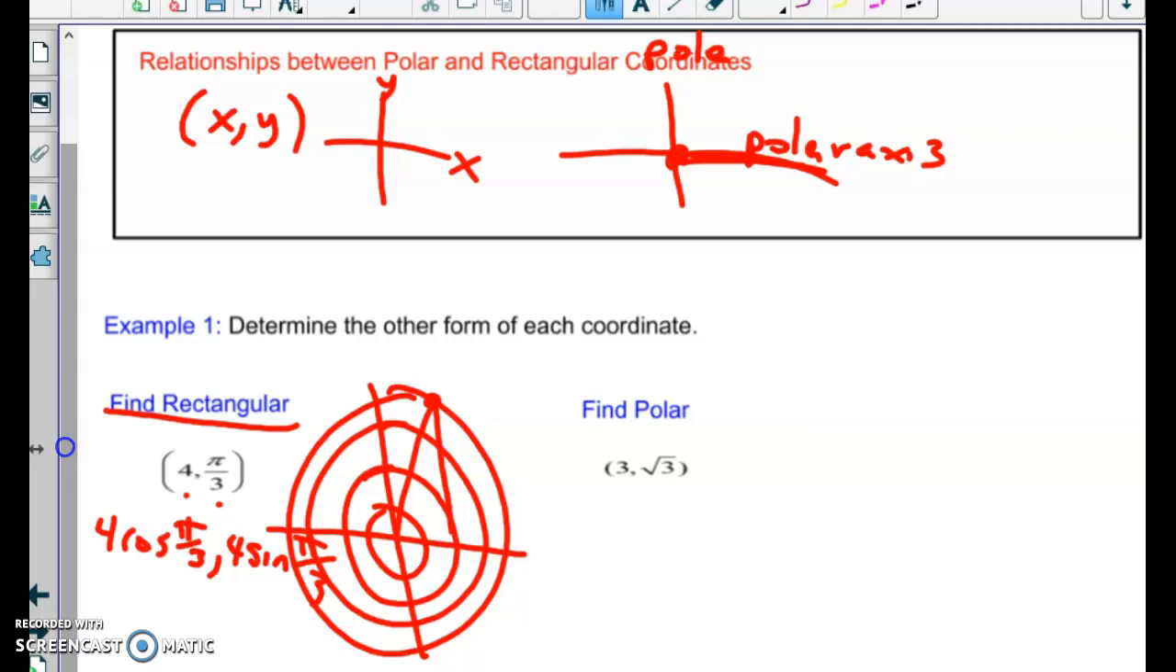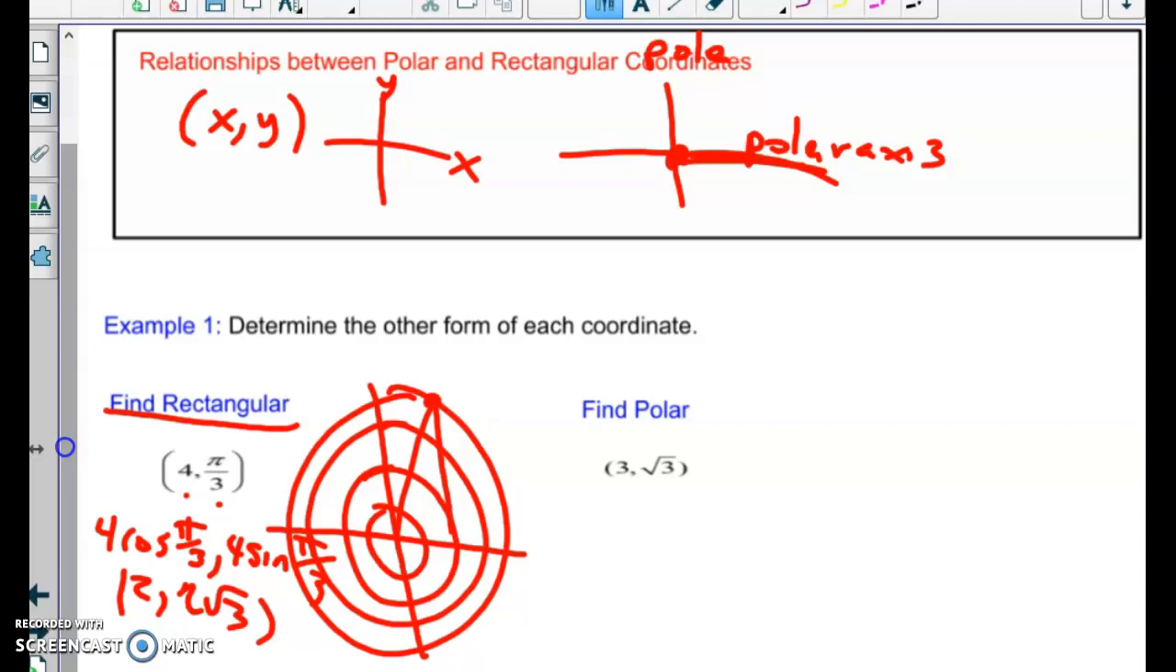And cosine at pi over 3 is a half, so I get 2. And the sine at pi over 3 is root 3 over 2, which gives me 2 root 3. All right, so there's your point in rectangular coordinates.